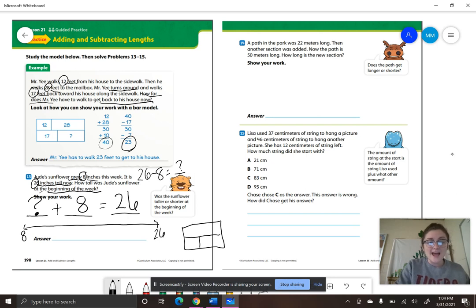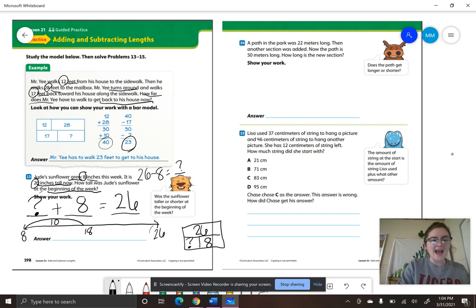We know that it was a certain amount at the beginning. It grew 8 inches for a total of 26. I am going to use an open number line because it will help me count on. So here's what I'm going to do. I am starting at 8 and I am counting up to 26. I am going to start by adding 10. So 8 plus 10 is 18.